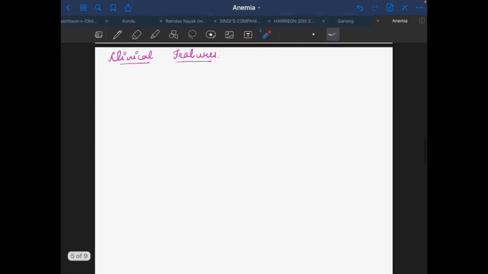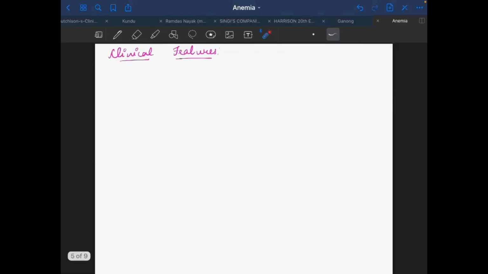Now let's see what are the clinical features with which a child comes to you. If the child is suffering from chronic or a few stages of anemia, let's begin with the clinical features. What are the clinical features generally? These are the broad clinical features.